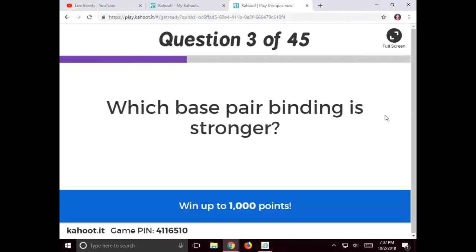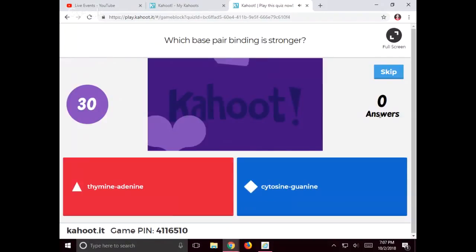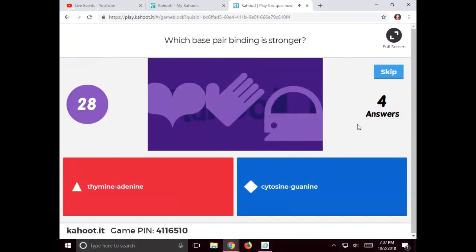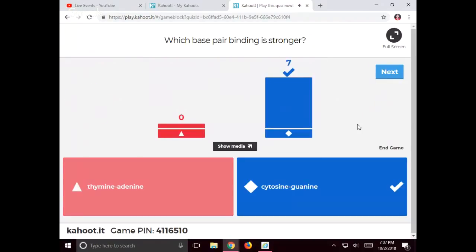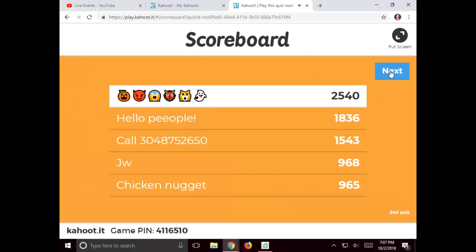All right. Which base pair binding is stronger? The T to A or the C to G? Easy one. Yep. Why is that? Three.